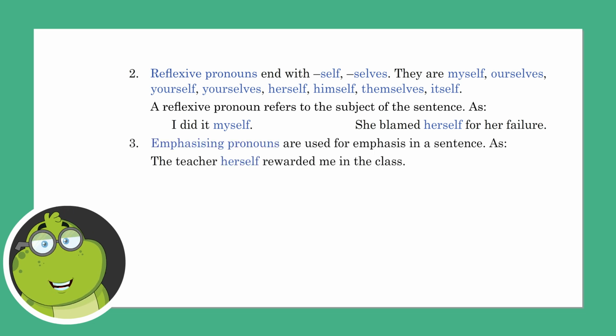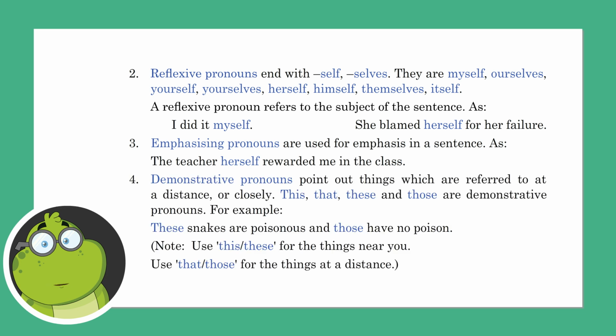Emphasizing pronouns are used for emphasis in a sentence, as the teacher herself rewarded me in the class. Demonstrative pronouns point out things which are referred to at a distance or closely. This, that, these and those are demonstrative pronouns. For example, these snakes are poisonous and those have no poison. Note: use this or these for the things near you. Use that or those for the things at a distance.